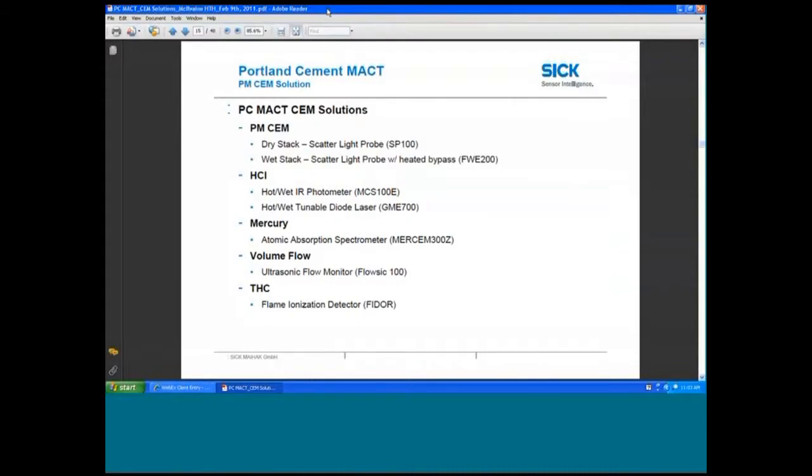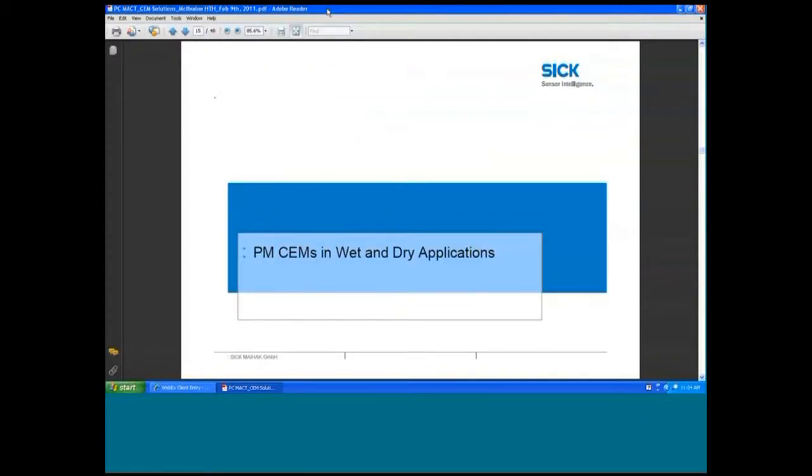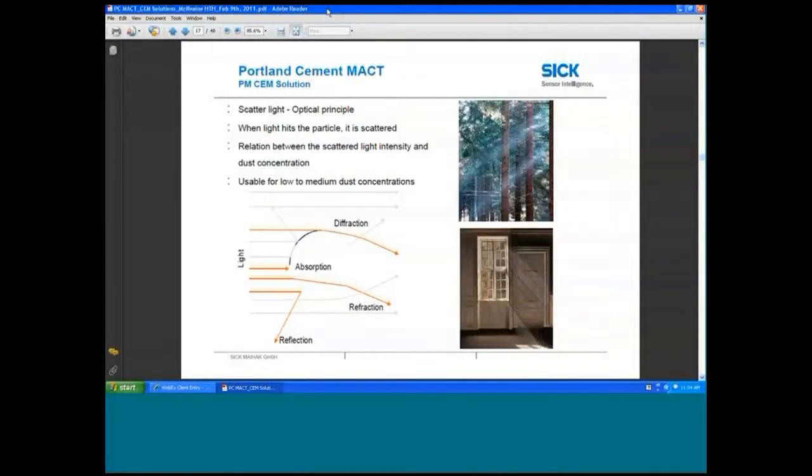I'm going to focus a lot on PM SEMS and HCl in particular, just because they're somewhat unique and have some operational challenges, specifically PM SEMS, which we discussed earlier. So these are an example of what SICK would consider our best solution based on looking at our broad product portfolio, different measuring and monitoring techniques, what we would offer as a best solution for meeting all these monitoring requirements. Next slide. Next one.